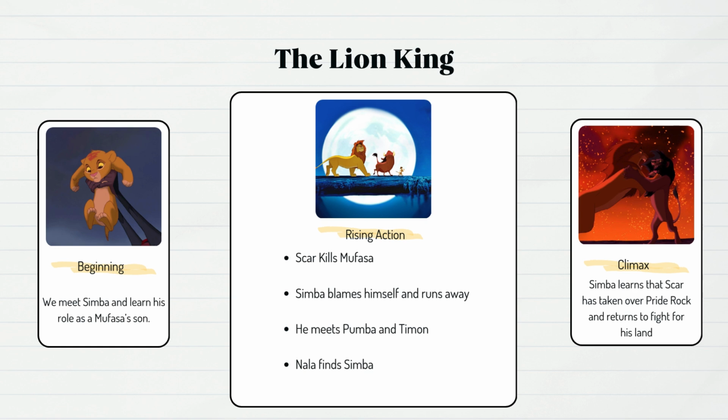Nala finds Simba. That's going to be that last part of the rising action because that's when Nala tells Simba that Pride Rock has been taken over, and then that's when Simba makes that big decision in the climax. He makes that big decision where everything turns around. He decides to go back and fight Scar for his land.